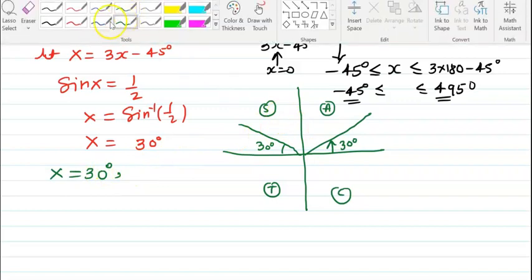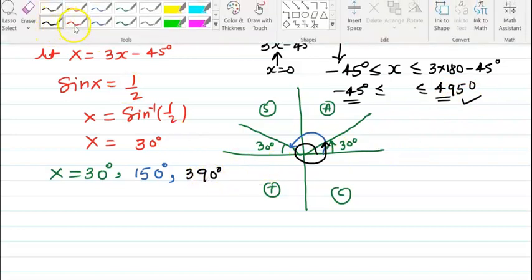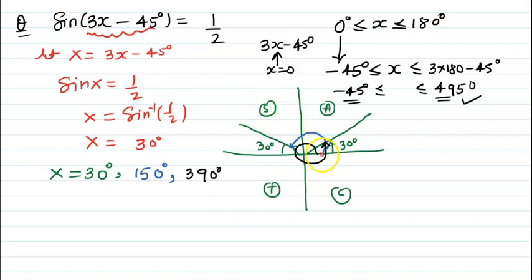Second angle, see my blue ink, it is starting from here and it is stopping here. So 180 minus 30, that is 150 degree. Third one, see my black ink, you are taking one full round, 360, and 360 plus 30, that is 390 degree. Make sure we are going until 495. And the next angle will be, see my red ink, this is a full round, 360, and 360 plus 150. So we can write down here 360 plus 150.